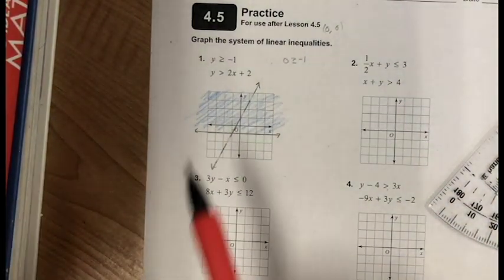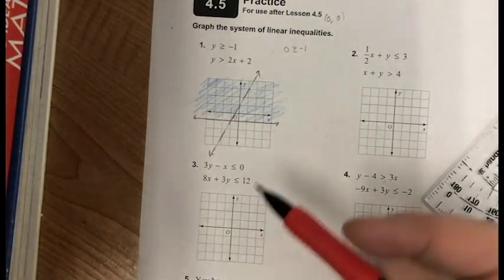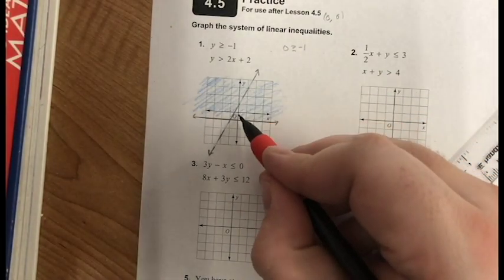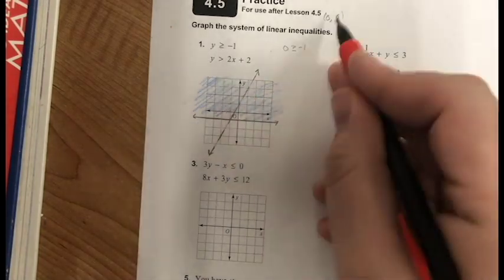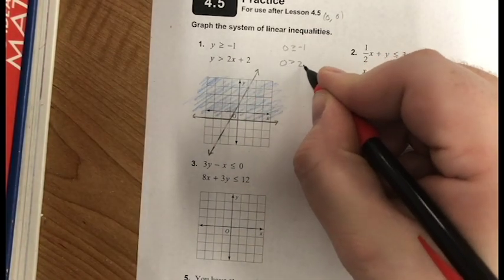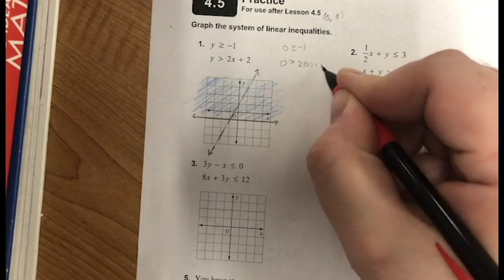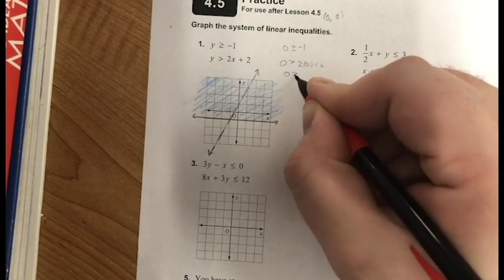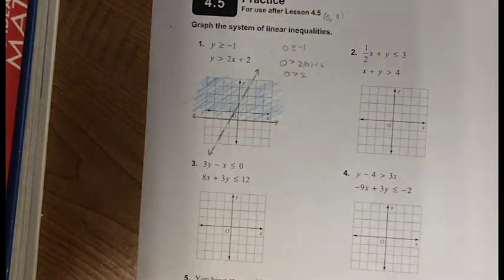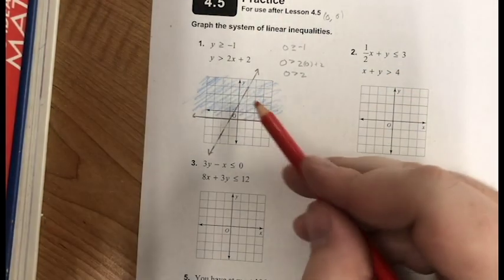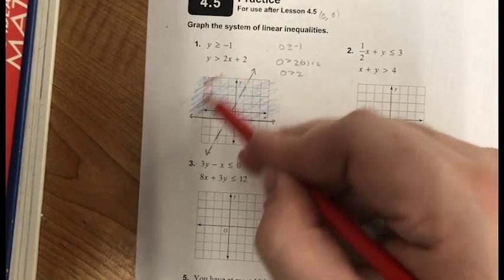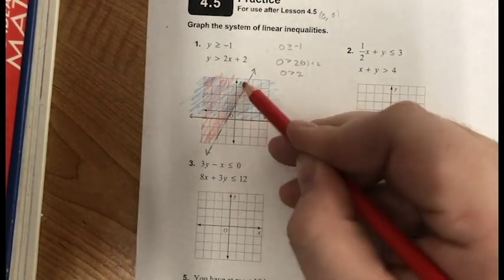Now, do I color to the left side or the right side? Well, just like before, I can use my origin, because notice how my line didn't go through my origin. So I can use 0, 0 again, and I can say 0 is greater than 2 times 0 plus 2. Simplifies that. 0 is greater than 2. Is that a true statement? No, it's not. So that means that I can't color the bottom piece, or the right side, I can only color this side.